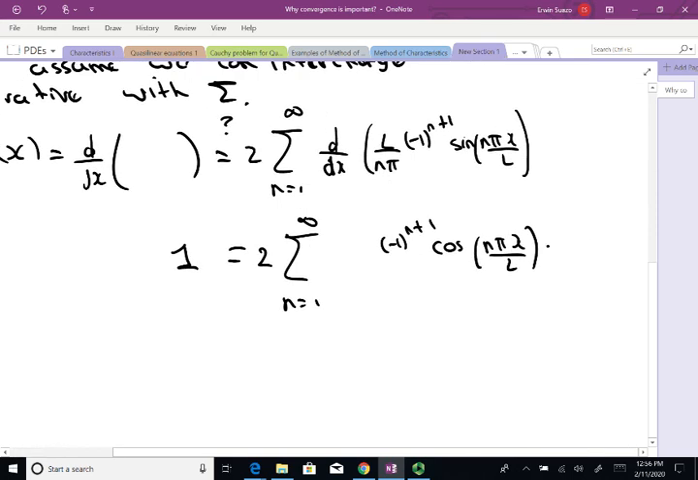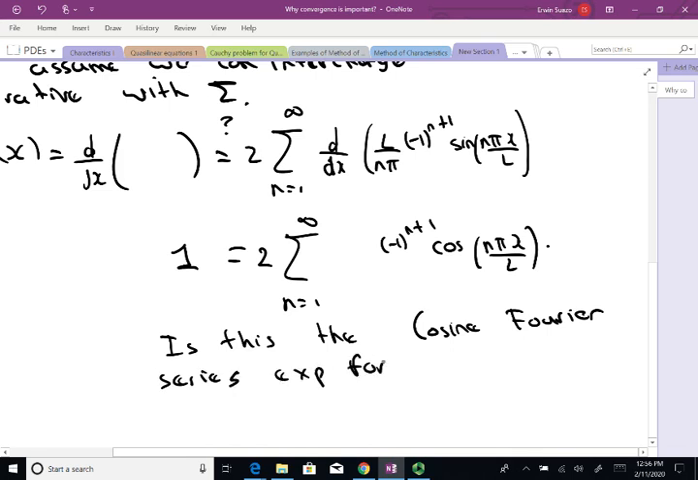So my question is, is this the cosine Fourier series expression for f of x equals 1? So the answer is no.